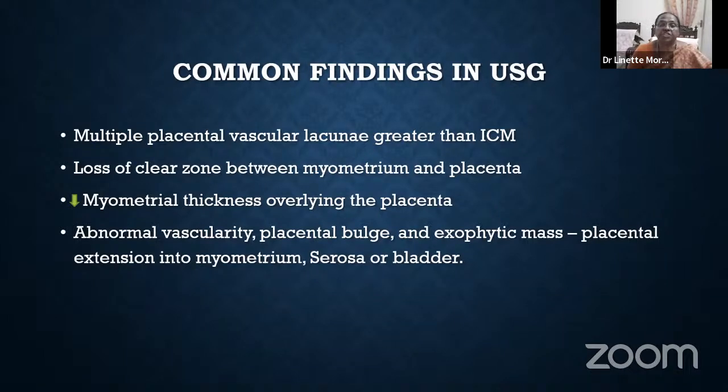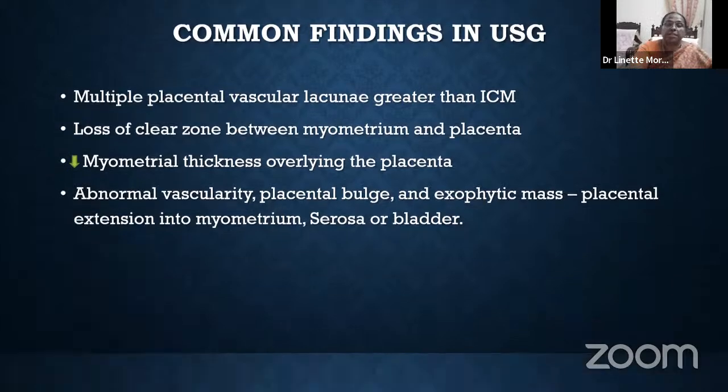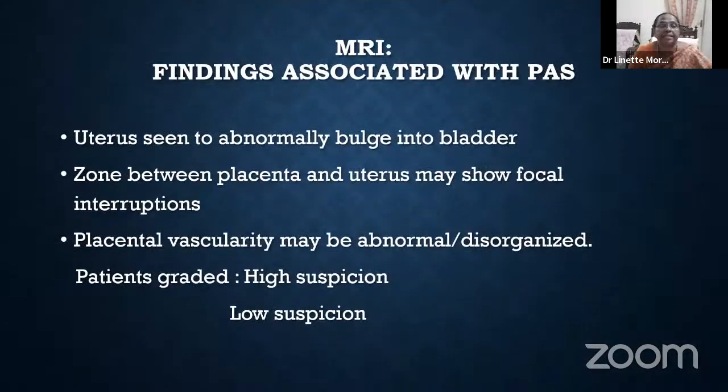Now, this USG is not without limitations. So in certain cases, an MRI may be needed to confirm your diagnosis. In the MRI, the uterus may be seen as an abnormal bulge into the bladder. Sometimes the zone between the placenta and the uterus may show focal interruptions. There could be abnormalities or disorganization of the placental vascularity.